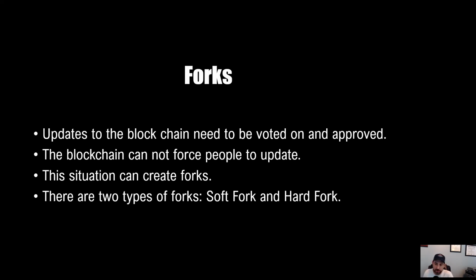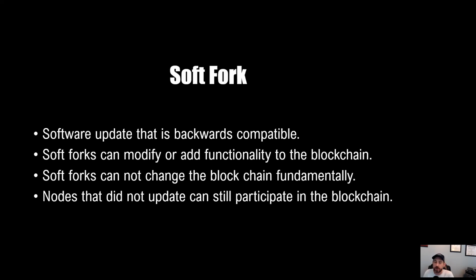Now, there are two types of forks in a blockchain. There's a potential for a soft fork, and there's a potential for a hard fork. A soft fork is a software update that is backwards compatible. Soft forks can modify or add functionality to the blockchain. Soft forks cannot change the blockchain fundamentally. Nodes that did not update can still participate in the blockchain. Backwards compatible, that's the whole idea of the soft fork. So just because you didn't update doesn't mean that you can't use the blockchain anymore.